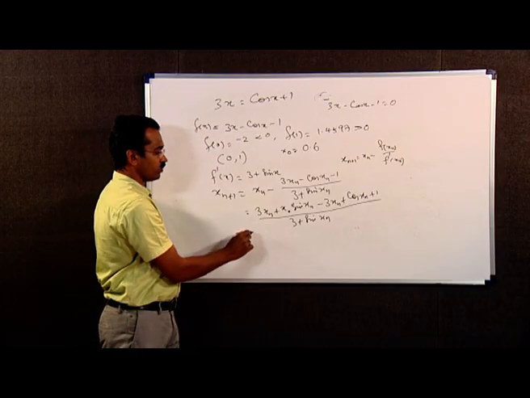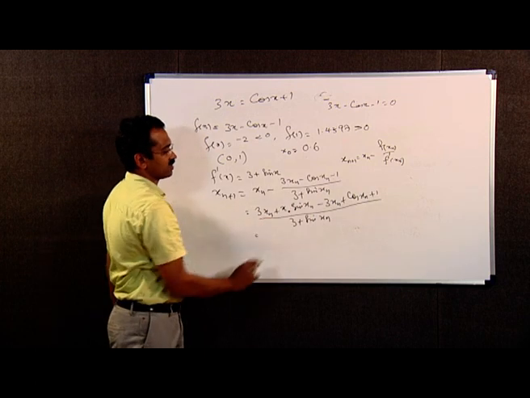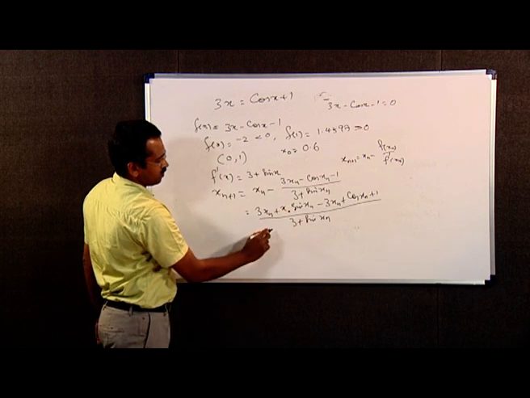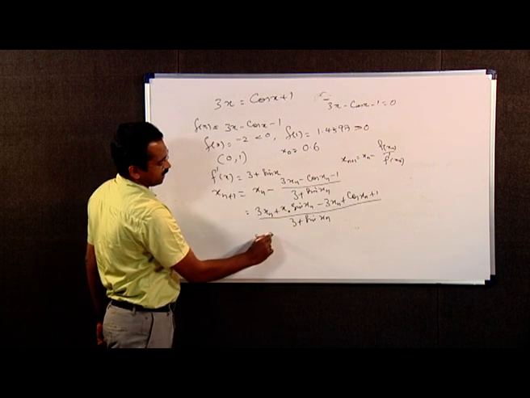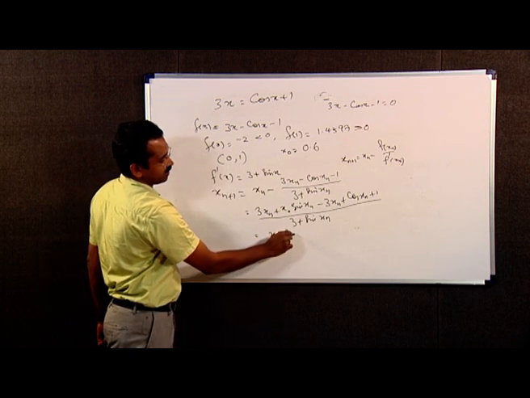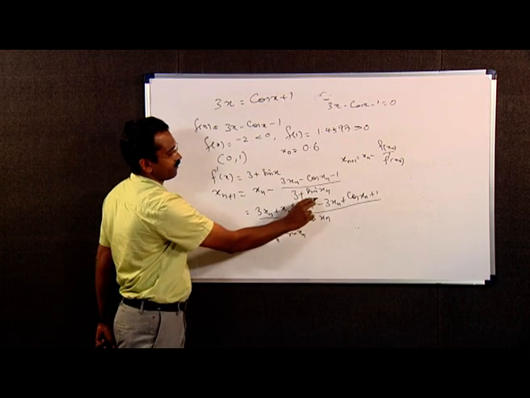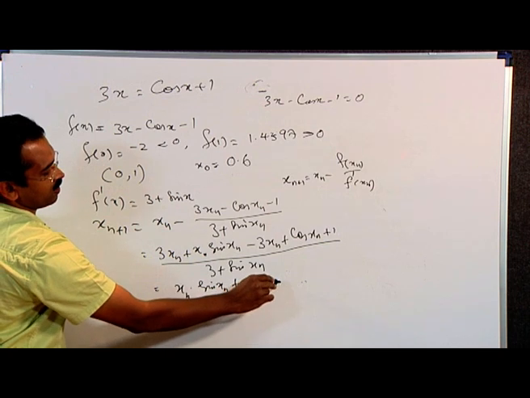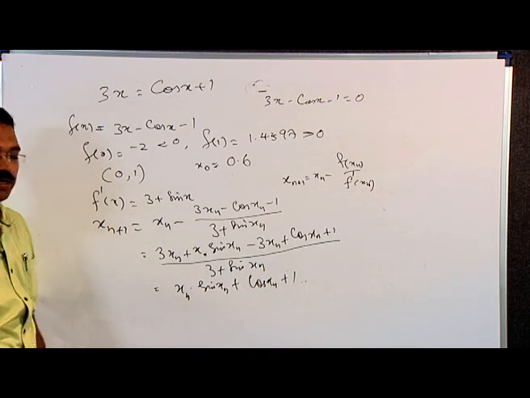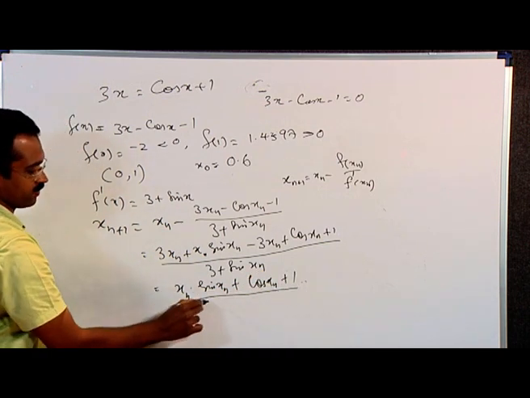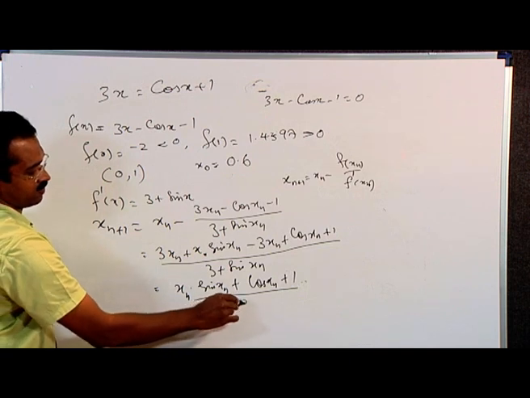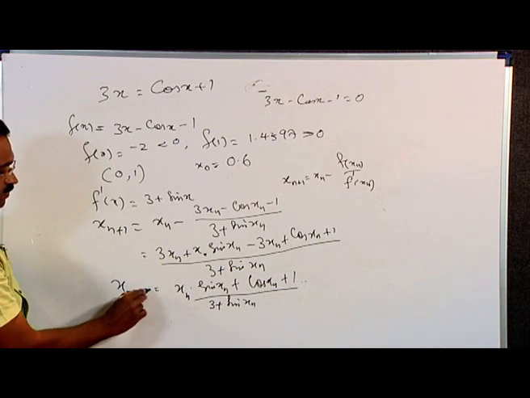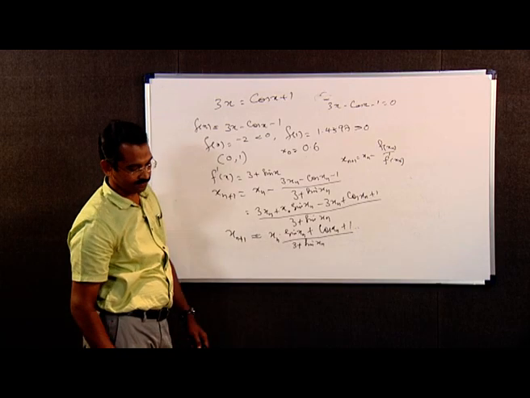That is equal to 3 x n minus 3 x n is 0. The remaining part is x n into sin x n plus cos x n plus 1, all divided by 3 plus sin x n, which is the iterative formula in this problem.